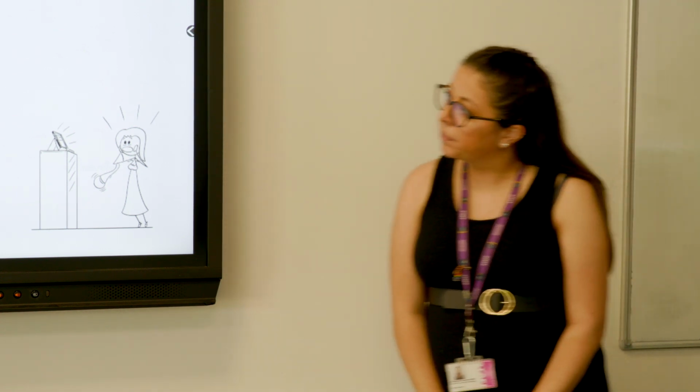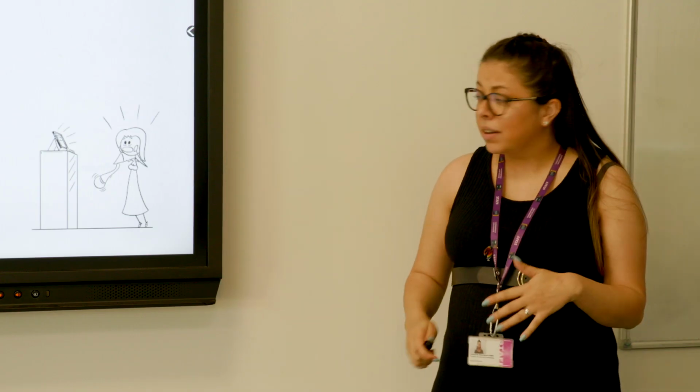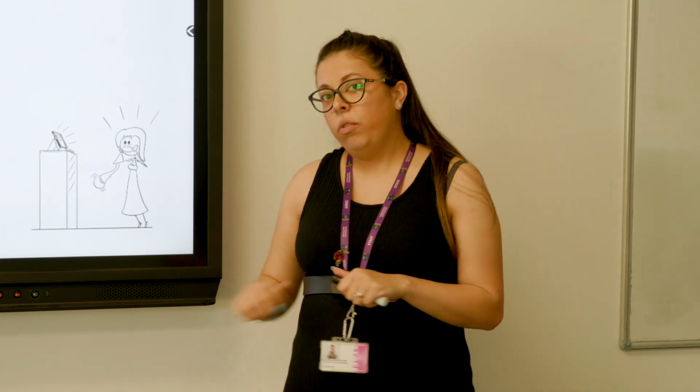In the case of Ireland, 1997, the defendant made a series of silent phone calls over 3 months to different women. And this case was way before caller ID and before you could block people's numbers. So all these women were fearful. Who's ringing? Who's being silent down the phone? When they eventually found out, the defendant was found guilty of an assault. And this is how we now know that silence can amount to an assault. The defendant in this case made the victims apprehend, made them fear immediate unlawful violence.